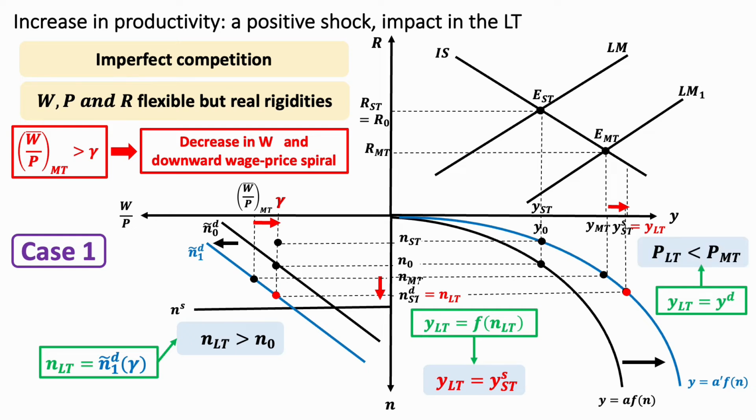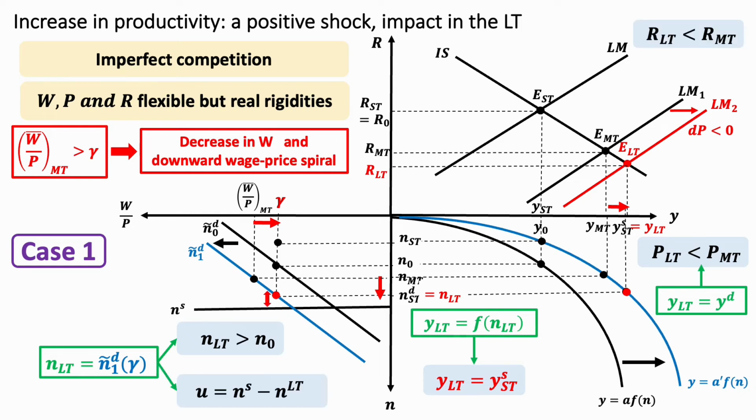The decrease in prices shifts LM to the right and triggers a decrease in the interest rate. We are in imperfect competition, so there still is some persisting unemployment, but less than in the short term. So in the long term, we cannot say that technical progress generates more unemployment. It's actually the opposite. In the long term, technical progress creates jobs.